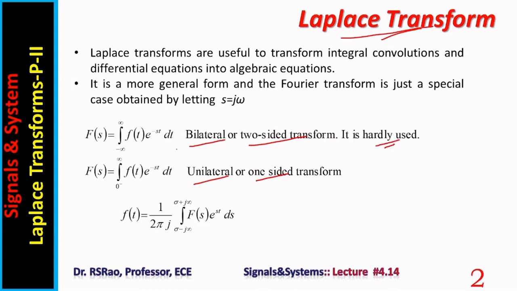When it comes to defining relations, bilateral Laplace transform of a signal f of t is designated as F of s. It is equal to integral minus infinity to plus infinity f of t e power minus st dt. If the lower limit on the integral sign is 0, then it becomes unilateral. Third relation is inverse transform. It gives f of t from F of s. f of t is equal to 1 by 2 pi j integral sigma minus j infinity to sigma plus j infinity F of s e power st ds.